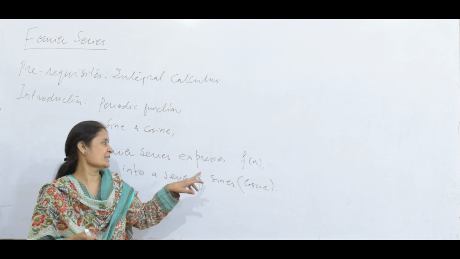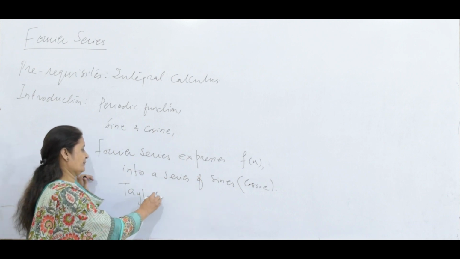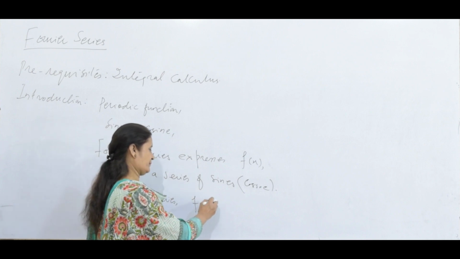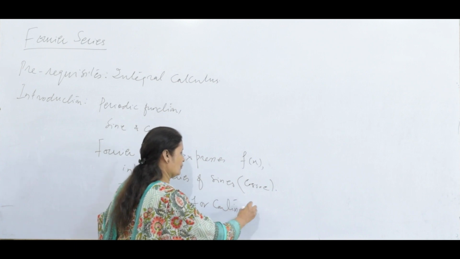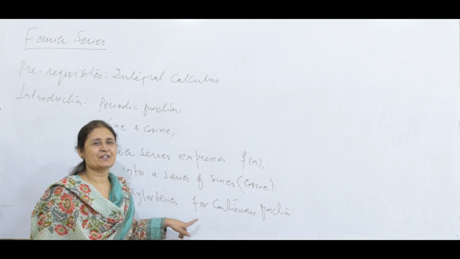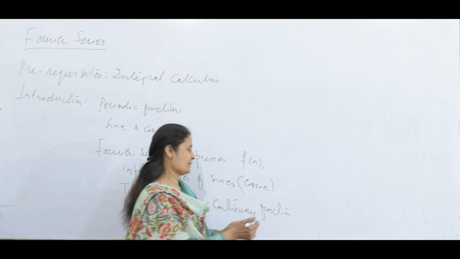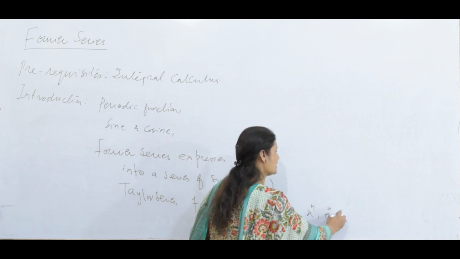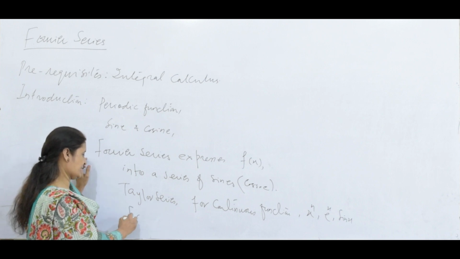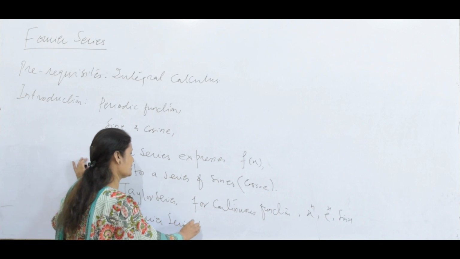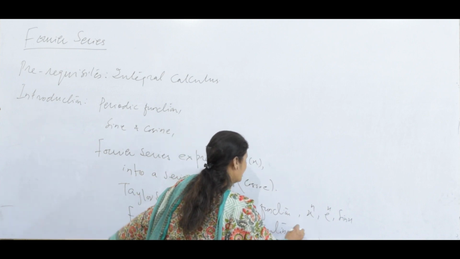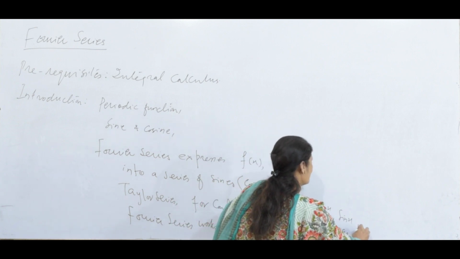So Fourier series is more versatile than Taylor series. Because Taylor series is working for continuous functions. When we are having a function, for example, a polynomial, an exponential, or sine, cosine x, these are continuous functions. We find the Taylor series for this function about any point. Fourier series works for both continuous as well as piecewise continuous functions.